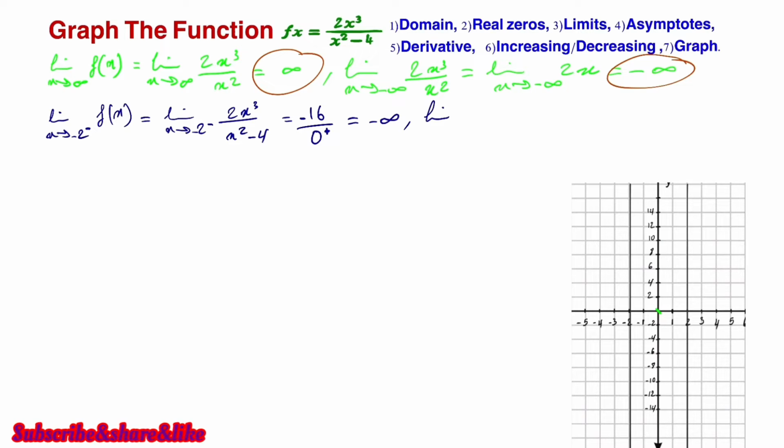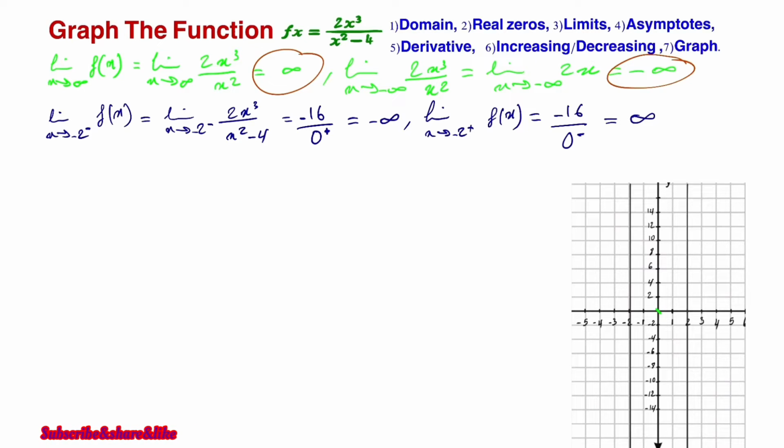This is the right side, the limit as x goes to negative 2 plus of f of x. We will have negative 16 over 0, but on this side, we know the absolute value of x close to negative 2 will be less than 4. Therefore, this number here will be negative. Therefore, this 0 is going to be 0 negative, and we will have infinity.